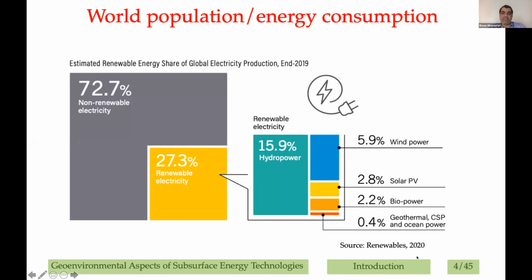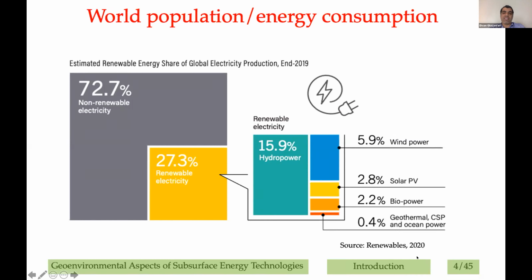So if you look at the global renewable energy generation, these are just estimates, but you can get a sense that currently, at the end of 2019, about 72.7% of the generated electricity is from the non-renewable sources. And only around 27% of the generated electricity is from the renewable sources. So these are global numbers, of course, in different parts of the world, but these numbers will change.